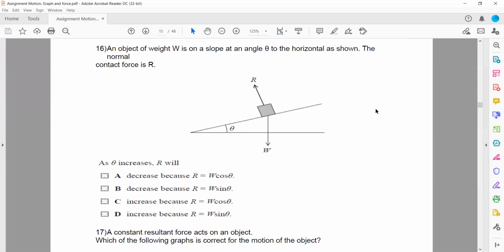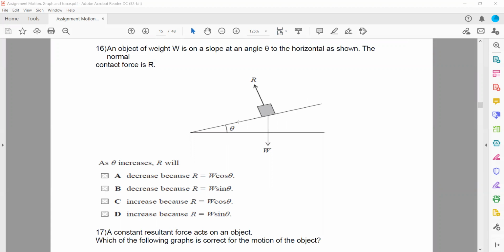So in this question, an object which is having a weight W is on the inclined surface, which is making angle theta. The normal contact force is R. As the theta increases, what happens to R? So how can we work out the value of R? Basically, the weight will have two components.